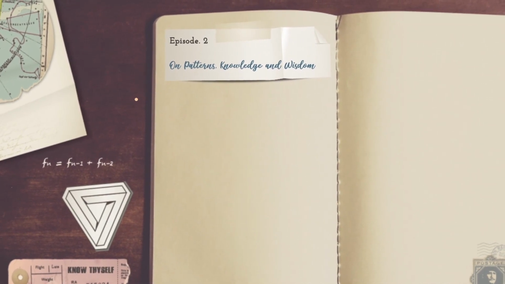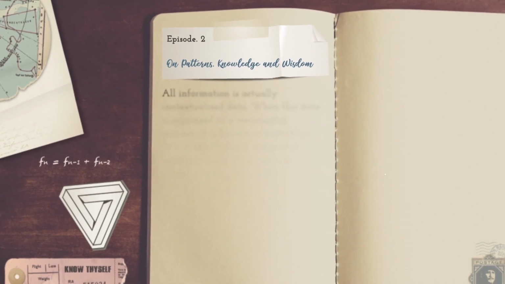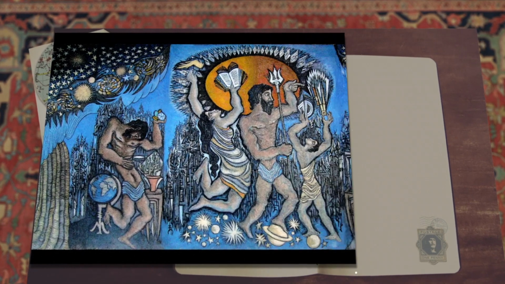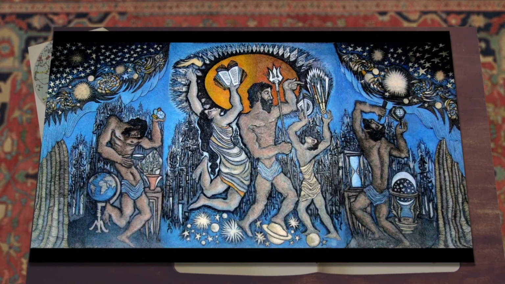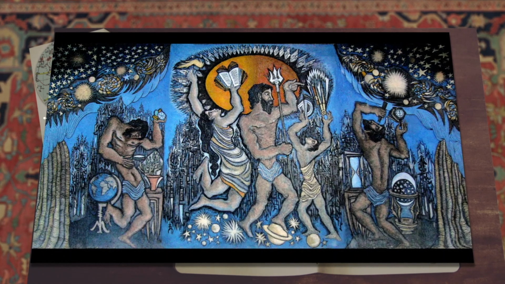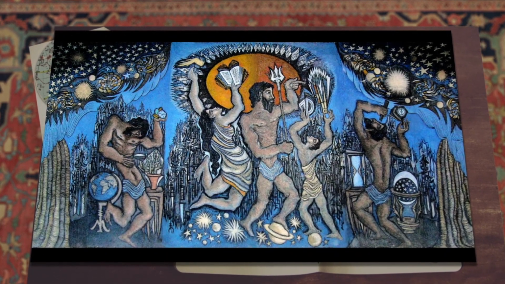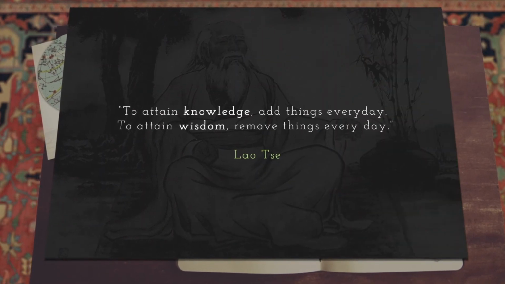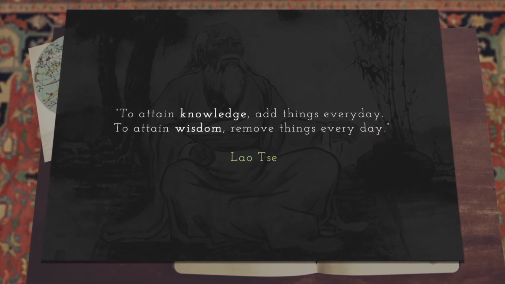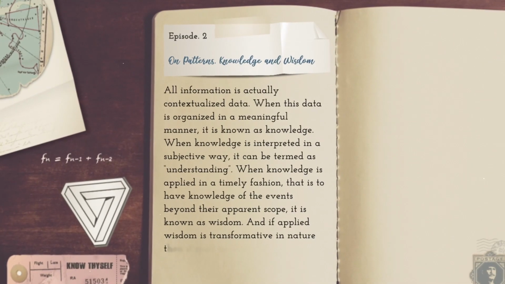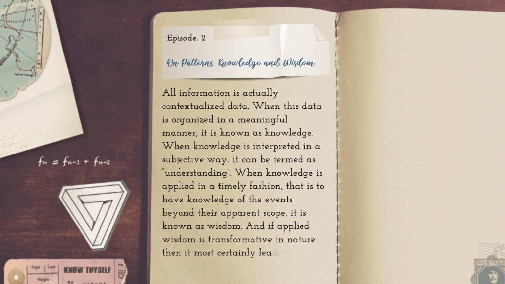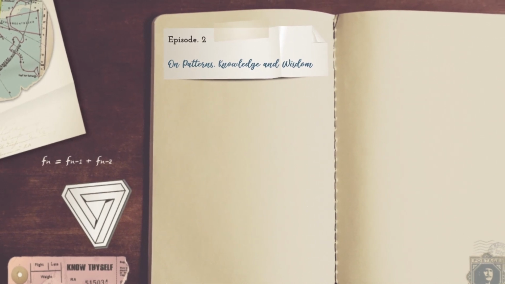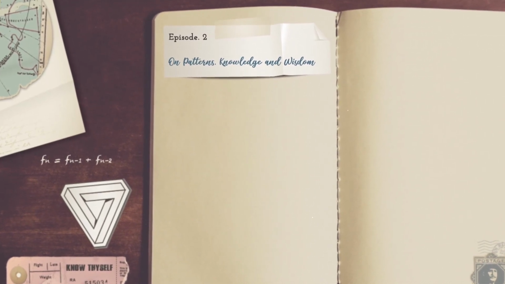All information is actually contextualized data. When this data is organized in a meaningful manner, it is known as knowledge. When knowledge is interpreted in a subjective manner, it can be termed as understanding. When knowledge is applied in a timely fashion, that is to have knowledge of the events beyond their apparent scope, it is known as wisdom. And if applied wisdom is transformative in nature, then it most certainly leads to virtue.